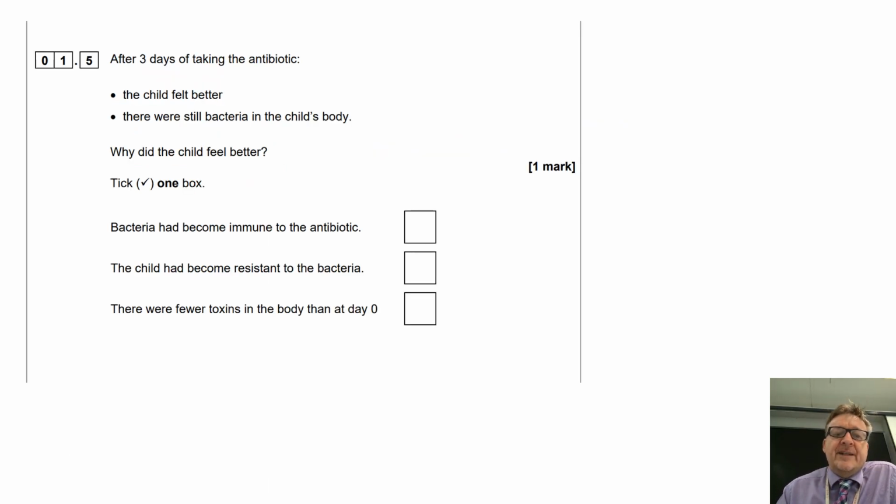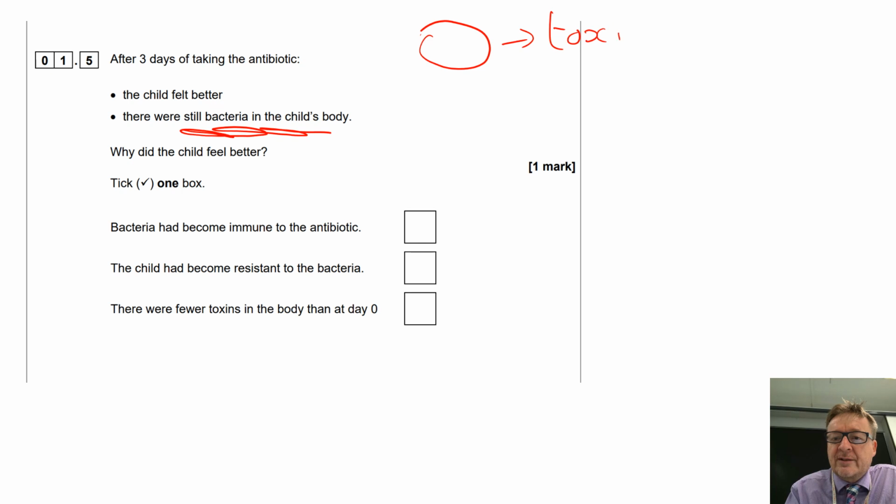1.5, after 3 days of taking the antibiotic, the child felt better. Fantastic. There were still bacteria in the child's body. Why did the child feel better? Well, if there's still bacteria in there, then there is kind of going to be a thing. So now if I think about bacteria, before I read any question here, how do bacteria actually make me feel ill? What they do is they produce toxins, right? And it's those toxins that are actually making me feel poorly.